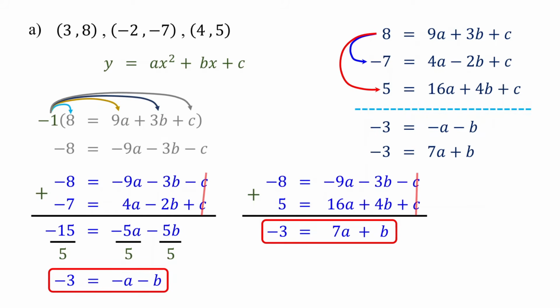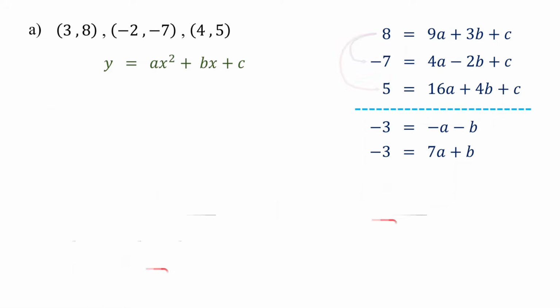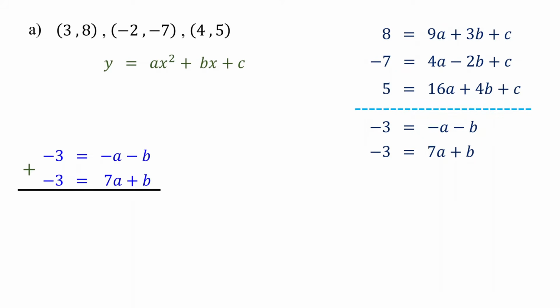Our next step is to solve this system to find the values of a and b. Let's use the elimination method again. The coefficients of the b terms are opposites, so they cancel out. -3 plus -3 equals -6, right? -a plus 7a equals 6a. Then, if we divide both sides by 6, we find that a equals -1.